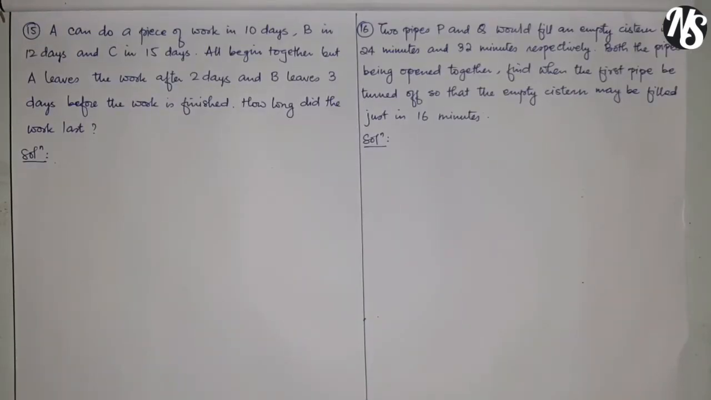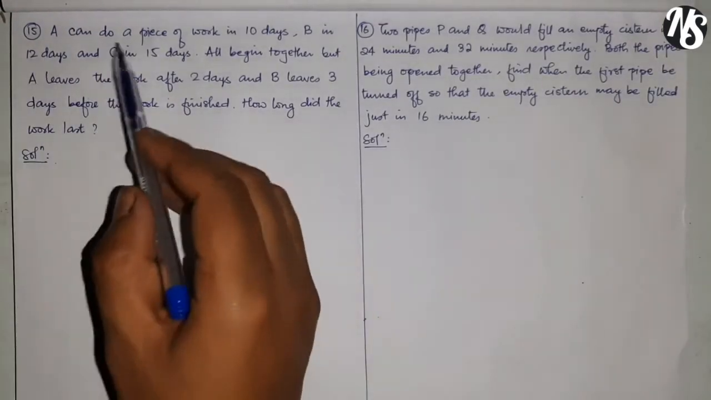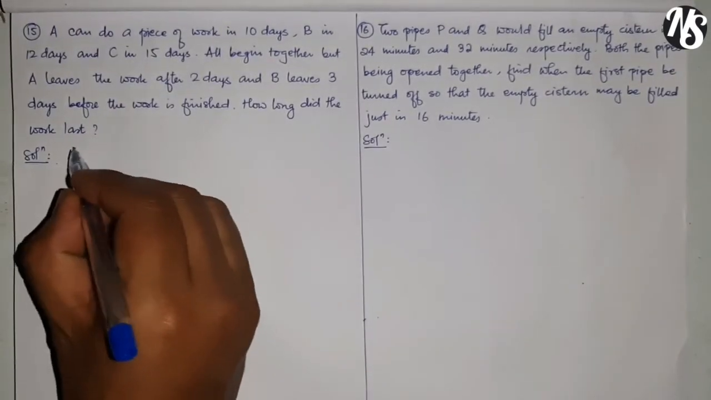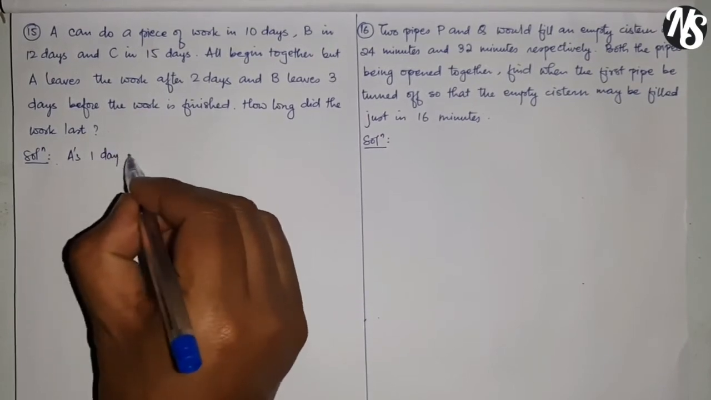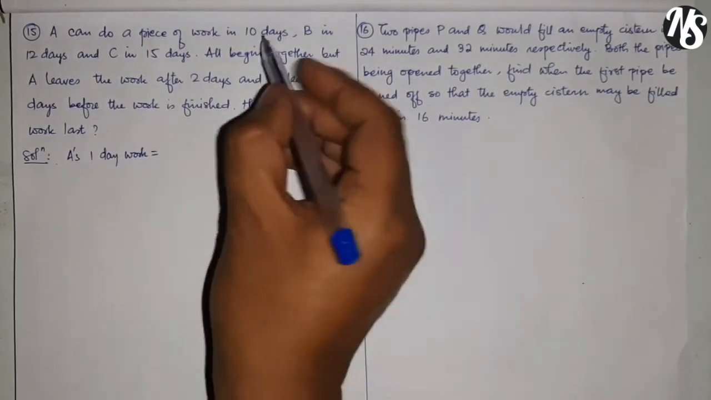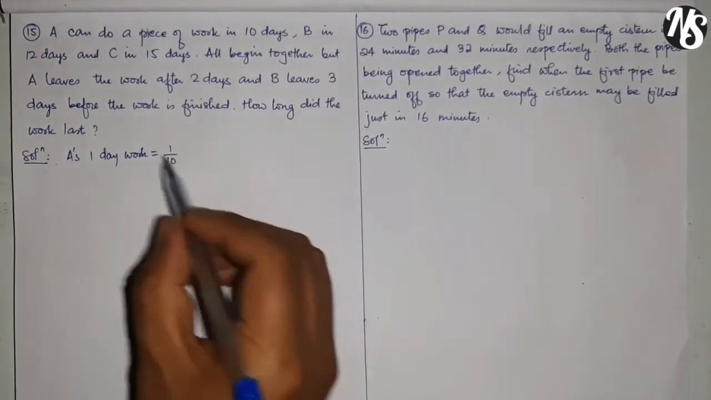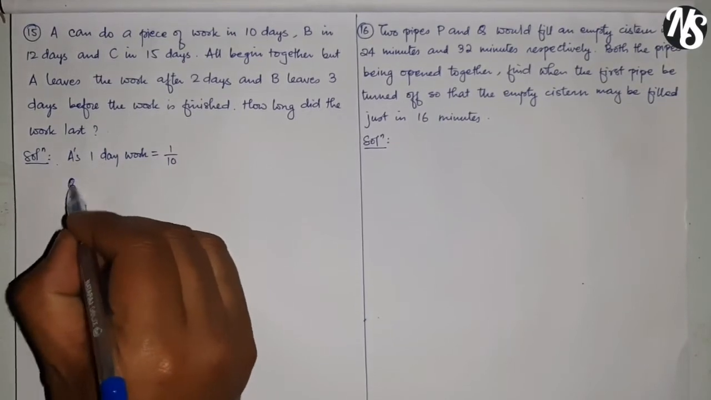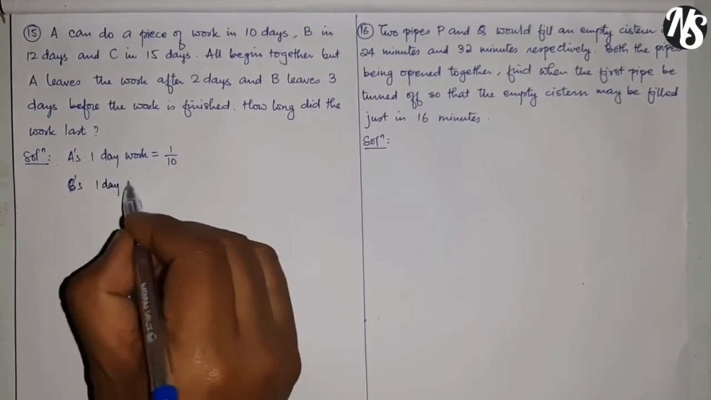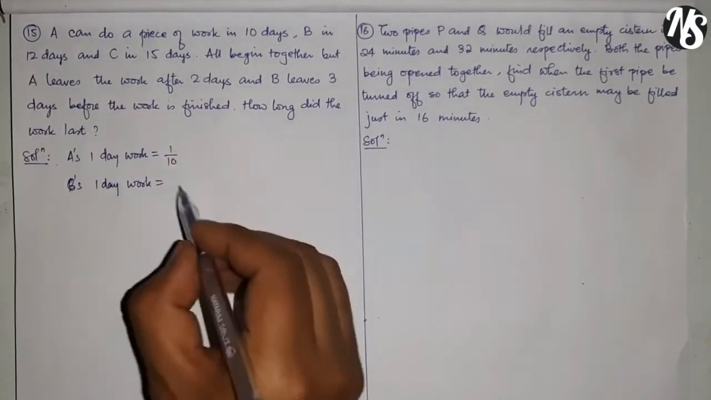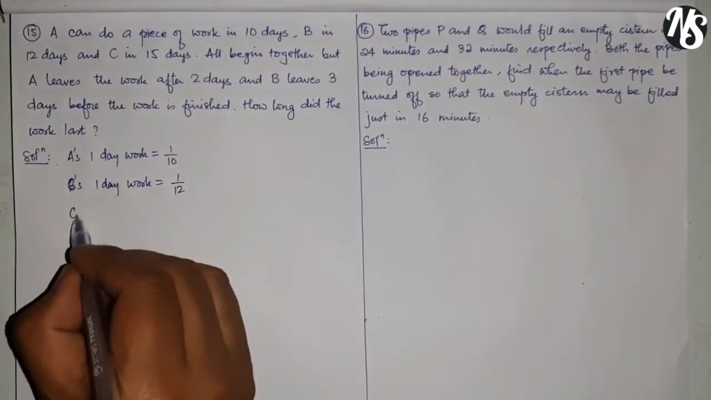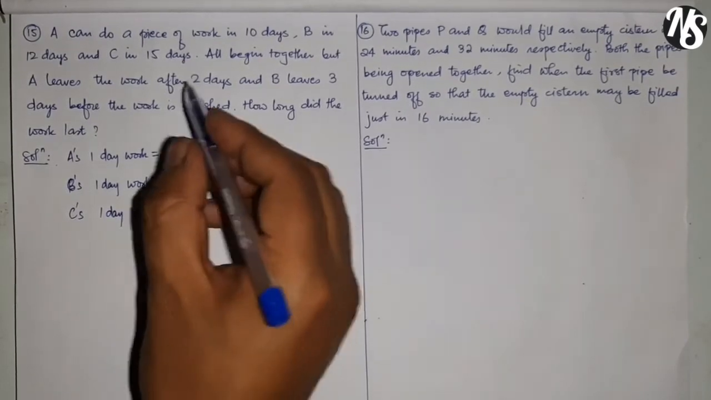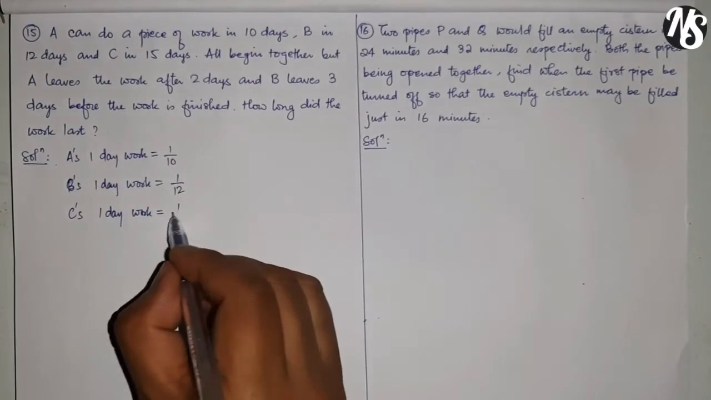So let's observe question number 15 now. So here A can do a piece of work in 10 days. So let's find what is A's 1 day work. So all of you know this is going to be 1 by 10. Okay, now B in 12 days and C in 15 days. So B's 1 day work is going to be 1 by 12. Yes, and C's 1 day work is going to be how much? It's going to be the reciprocal of 15, which is 1 by 15.